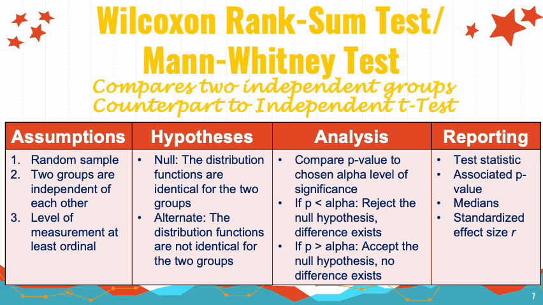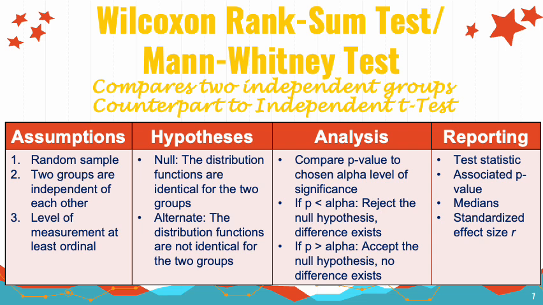As with all tests of statistical analysis, you would use software such as Microsoft Excel or IBM SPSS to compute the test statistic and associated p-value. Similar to parametric tests, if the p-value is smaller than your chosen alpha level of significance, you will reject the null hypothesis and say that there is a difference between the distribution of the two groups. If the p-value is larger than the chosen alpha level of significance, you will accept the null hypothesis and say there is no difference between the distribution functions of the two groups.